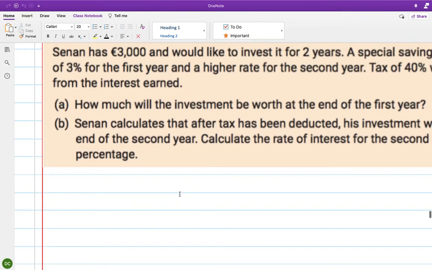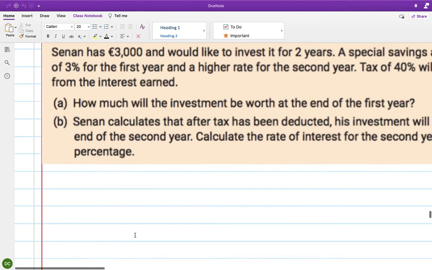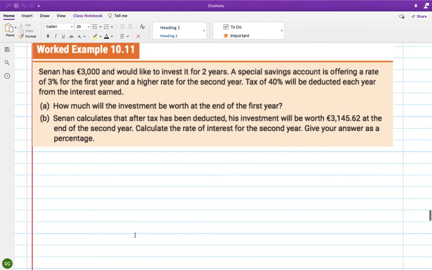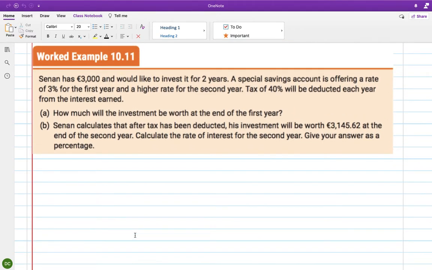Okay, I don't think there's any difference here between the ones you did before. This one looks like the most complicated, so we'll do this one. Senan has €3,000 and would like to invest it for 2 years. A special savings account is offering a rate of 3% for the first year and a higher rate for the second year. Tax of 40% will be deducted each year from the interest earned. How much will the investment be worth at the end of the first year? Right, so we take our formula.